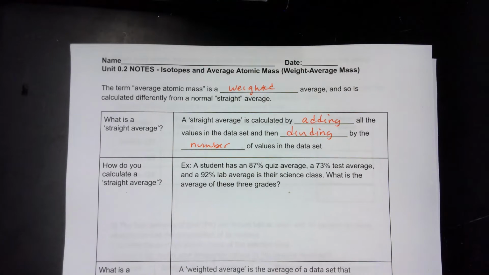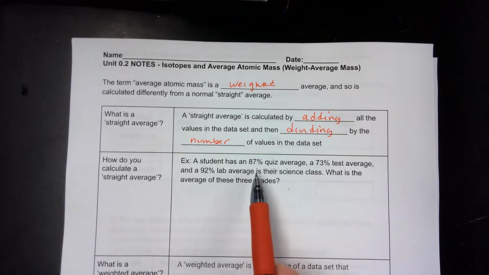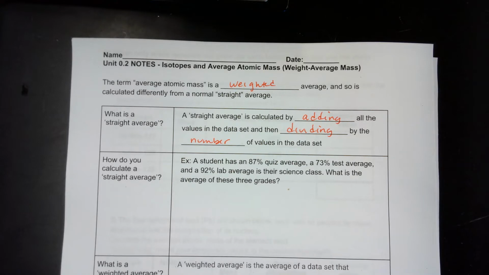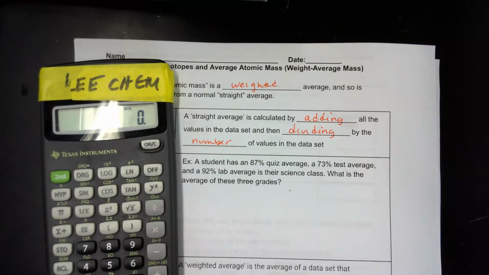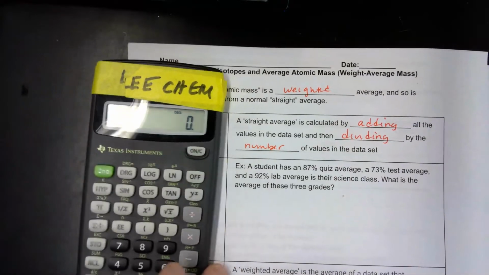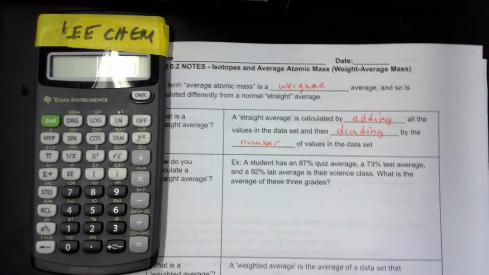Okay, that's a definition, but let's take a look at an example. Let's say a student has an 87% quiz average, a 73% test average, and a 92% lab average. If we were to do a straight average of all three of these grades, it looks something like this. You should definitely get your calculator out and do the problems with me.